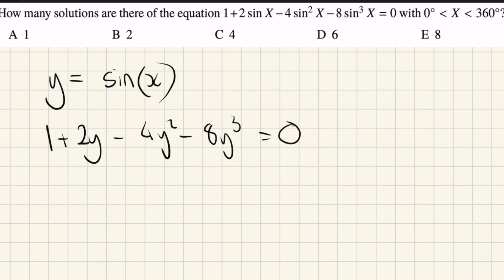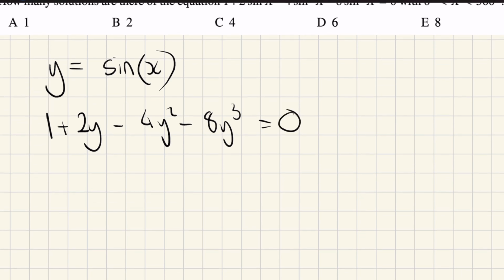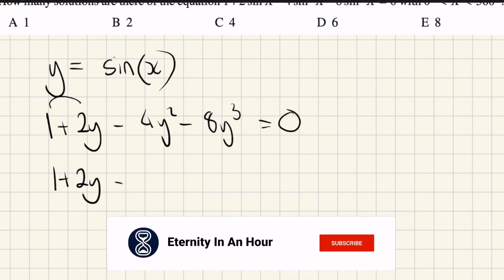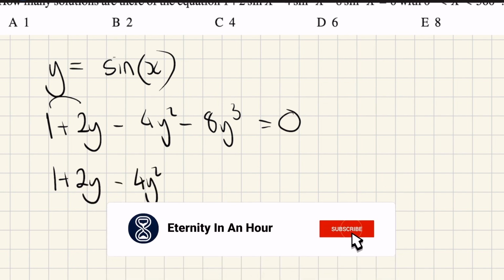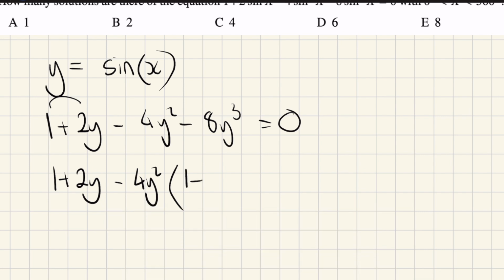This might not look like the easiest polynomial to factorize until you realize, well, 1 times 2 is 2, and then negative 4 times 2 is negative 8, and then they each go up in powers of y. It's actually got a pretty trivial factorization, so we can take out a common factor of negative 4y squared. What are we going to have left in the bracket? It's going to be 1 plus 2y. Well, that 1 plus 2y is just the same as that. So if you want to see the full factorization, you put it like this.